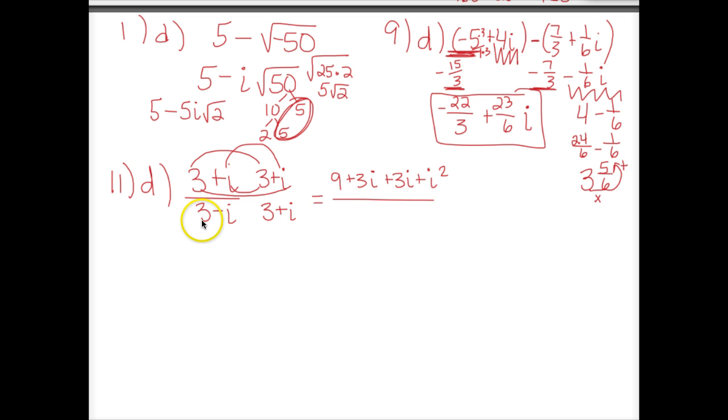On the bottom, FOIL this out. 9 for my firsts. My outsides are 3i. My insides are negative 3i. And my lasts, negative i times i, is negative i squared. So FOIL, then replace your i squared terms with negative 1.